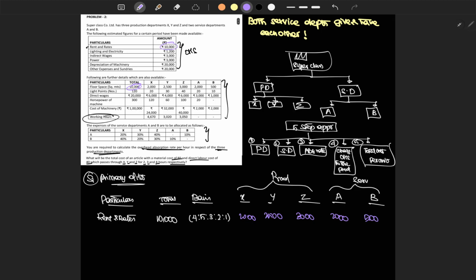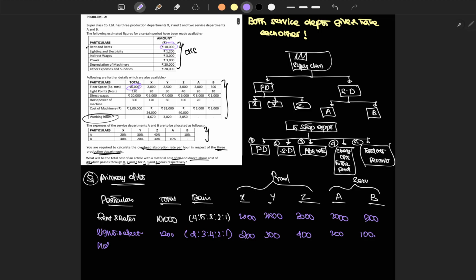So since it is the same amount, the next thing is lighting and electricity. 1200 is the total lighting and electricity cost, which has to be apportioned through lighting points. So we can make it as 2 is to 3 is to 4 is to 2 is to 1, right? Now 1200 divisible by, okay, 2 plus 3 plus 4 plus 2 plus 1, so 12. 1200 divisible by 12, so 100 into 2, so as it is we can say 200, 300, 400, 200, 100.